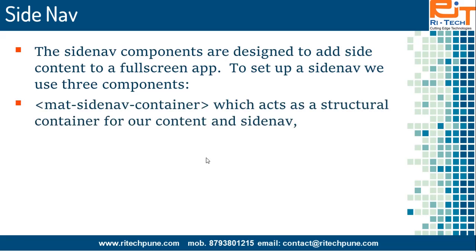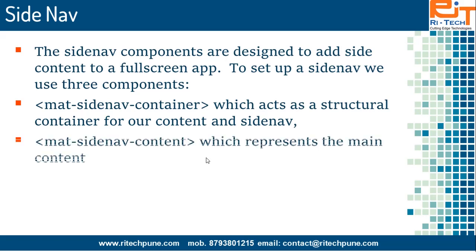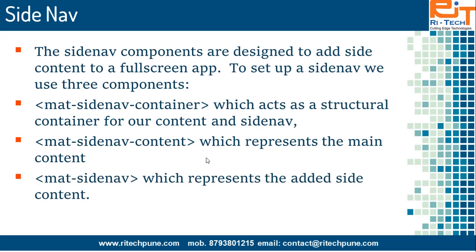mat-sidenav-container, which acts as a structural container for our content in the side nav; mat-sidenav-content, which represents the main content; and mat-sidenav, which represents the added side content. So side nav is basically a bar, or we can say an area, in a full screen app, which will help you to show some content. Now side nav in Angular Material is made up of three components. First is the container, then the content, and the actual side nav.